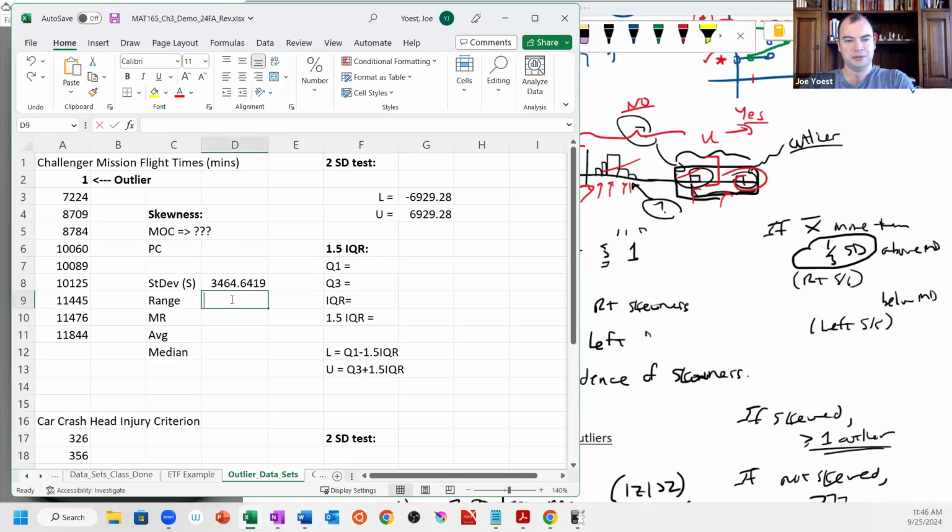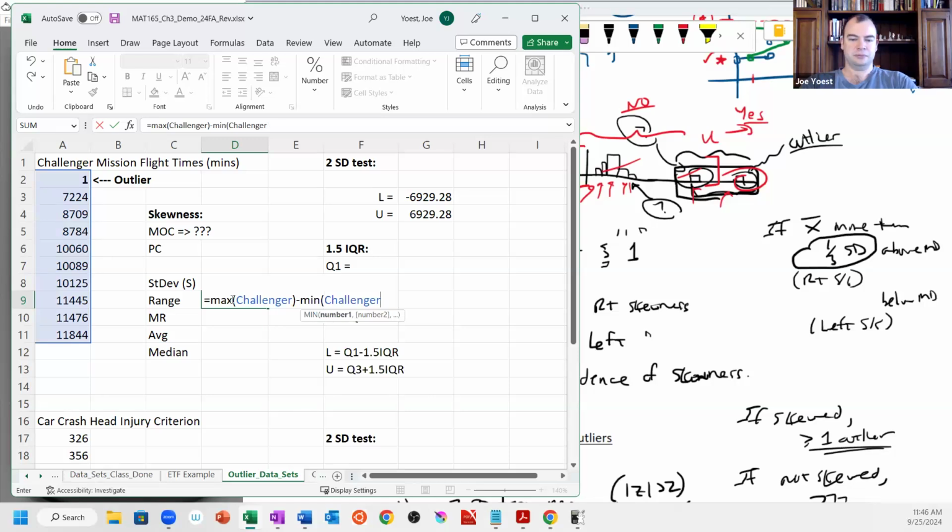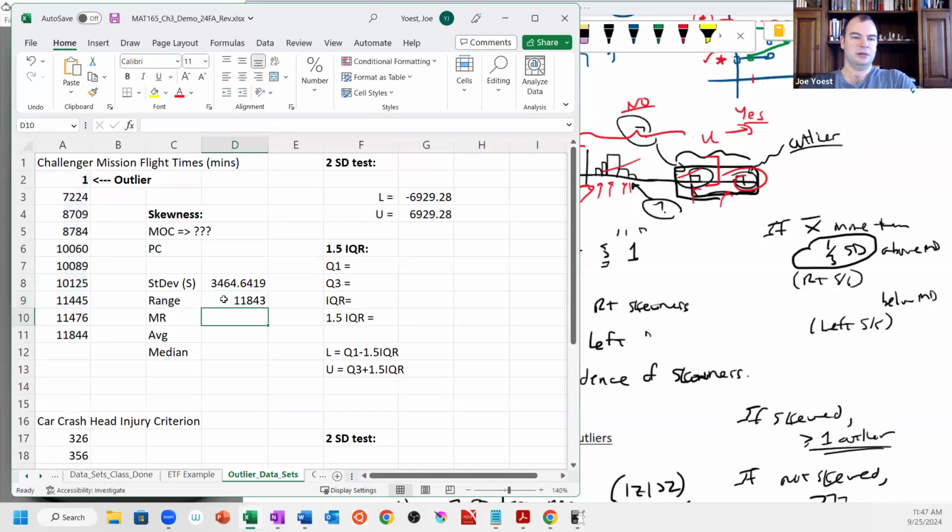The range, that's the maximum minus the minimum, or the range is 11,843, right? Essentially just the maximum because the minimum is so close to 0.